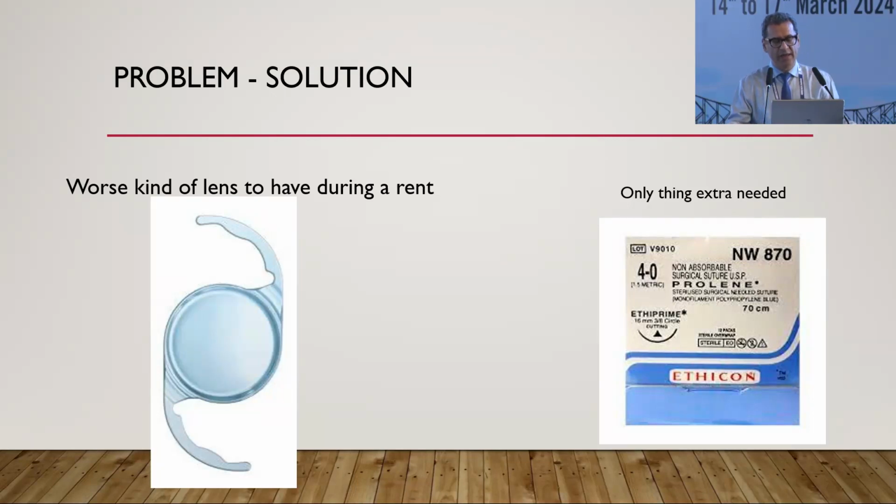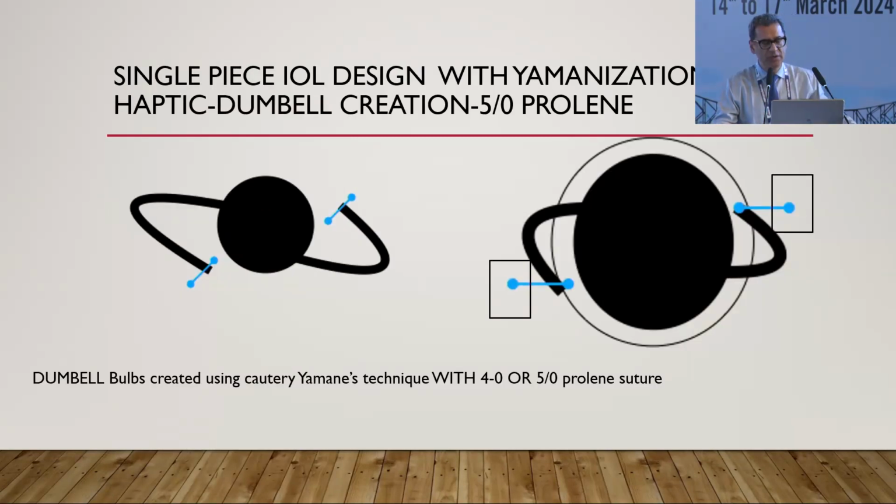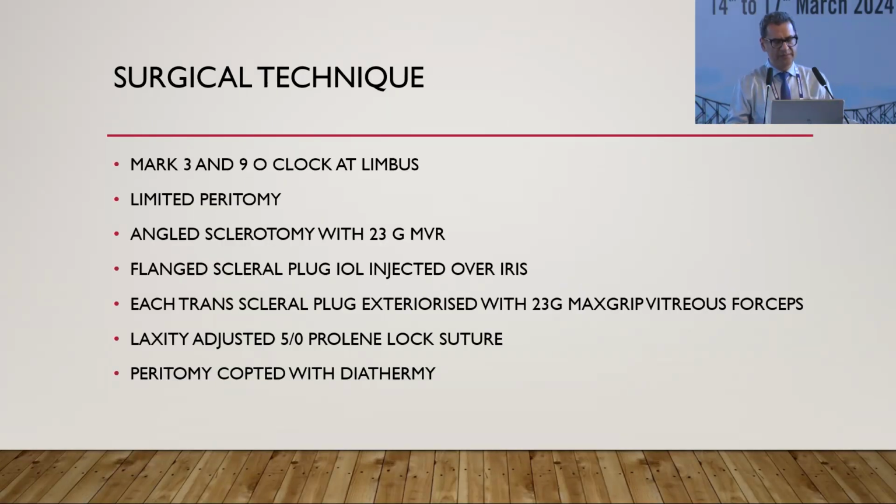So what you require, you have this IOL which you're going to insert, and you just require 4-0 or 5-0 Prolene in this patient. So what you do is a single piece IOL design with Yamane haptic dumbbell creation with a 5-0 Prolene. So this is how the IOL will look once you have created it. This can be created in the OT in 5 minutes time. This is all you require. The surgical technique is the same.